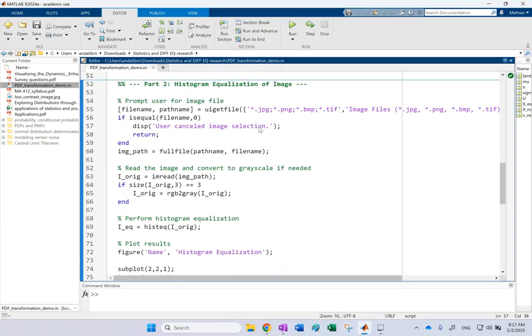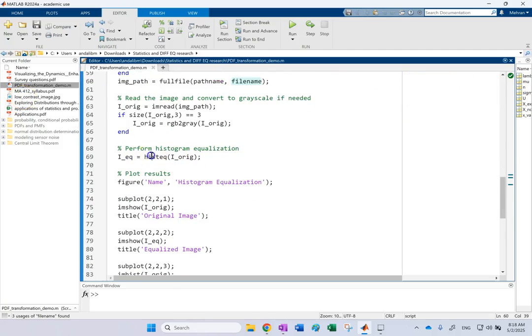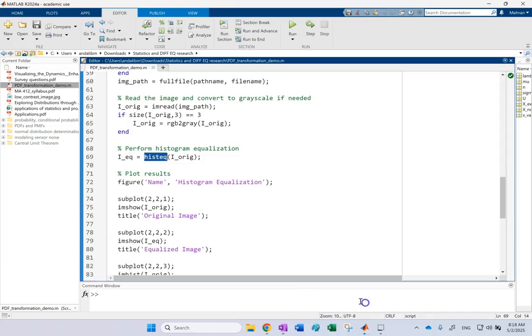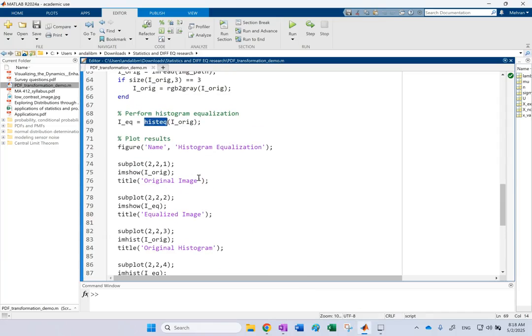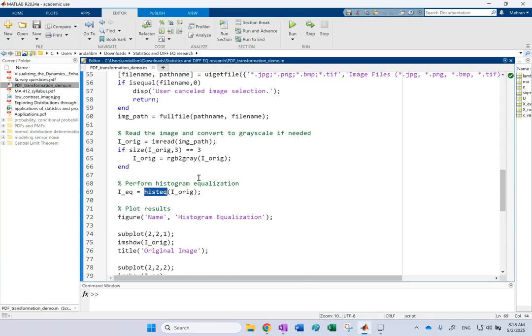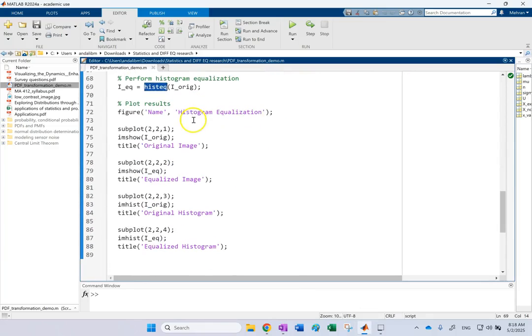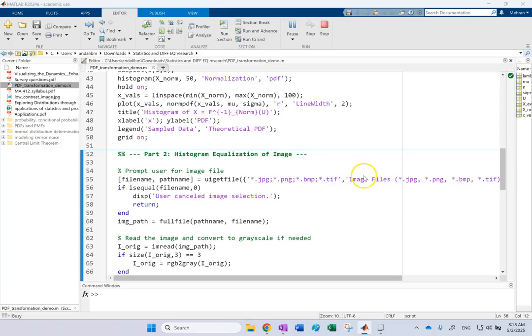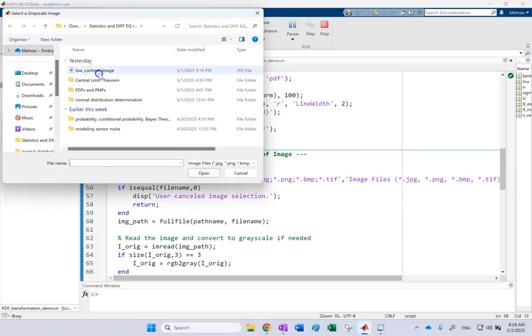So here, look, in the second part of this code, I browse for an image and I read an image that is low contrast. Then I'm going to use the histeq command in MATLAB, which does all of this operation basically for you. And I show the resulting histogram and I show you the resulting image. Okay, so let's go ahead and do that. So here we go.